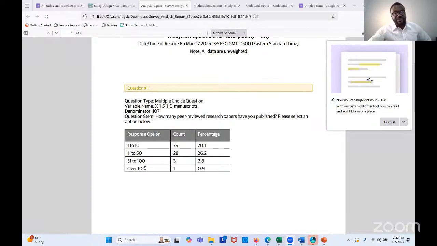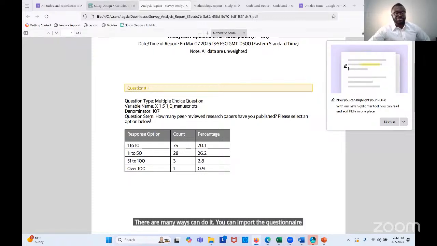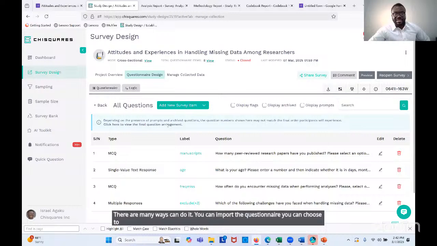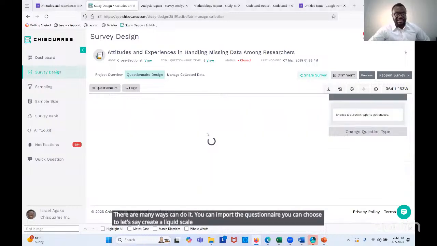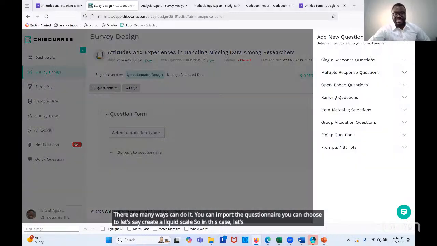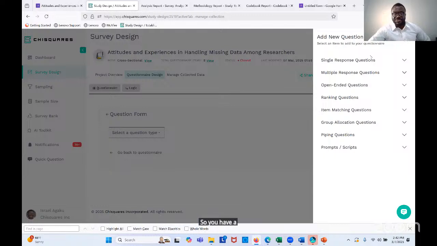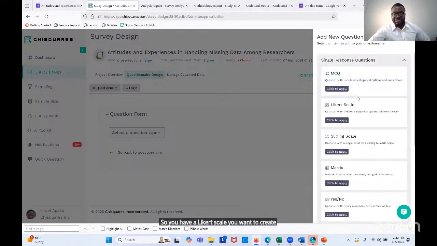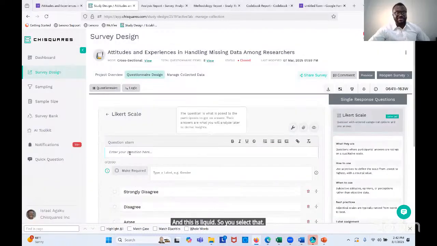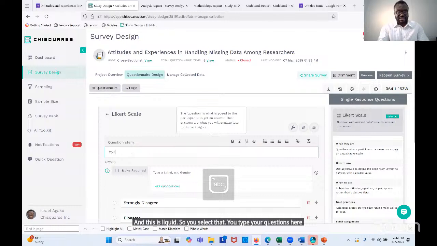There are many ways you can do it. You can import the questionnaire. You can choose to create a Likert scale. So in this case, let's go with the example you said. You have a Likert scale you want to create as a single response question. And this is Likert, so you select that. You type your questions here. So your question goes here.